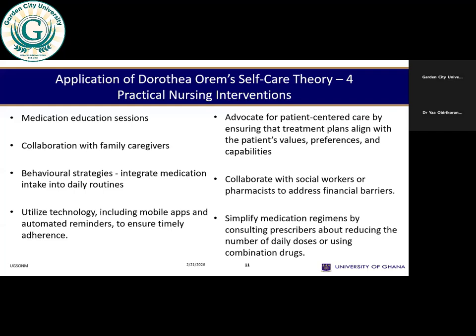Then I also collaborated with the family caregivers. How? I look for the ones that can be available to provide support for the patient, even financially. Okay. And then there were some behavioral strategies that I put in place. One of them was to integrate medication intake into daily routines. So, for this particular patient, we decided that for some of her medications, the ones she's taking daily, my pharmacology antennas were up as well.